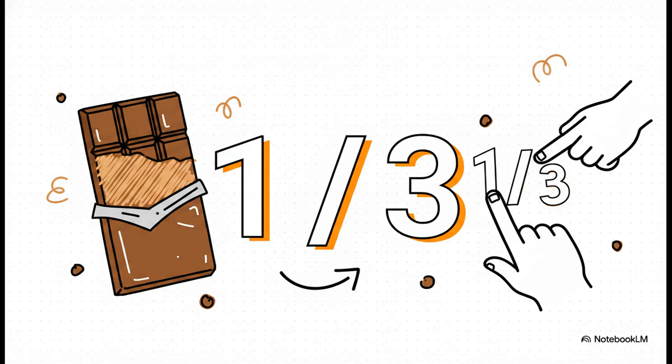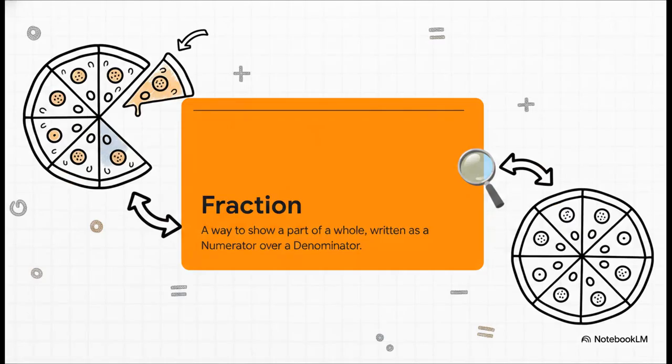You're left with exactly 1/3 of the bar. It's written as the number 1 over the number 3. This represents your specific part out of the entire whole. And that brings us to the formal definition of a fraction. It's simply a way to show a part of a whole. The top number, which is called the numerator, is the slice you actually get to eat. The bottom number, the denominator, is the total number of slices that existed in the first place.